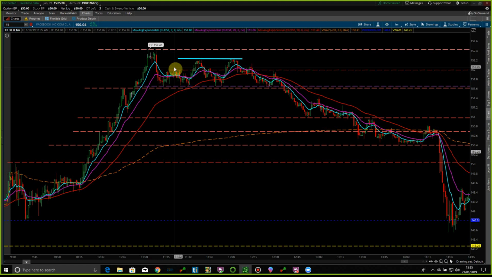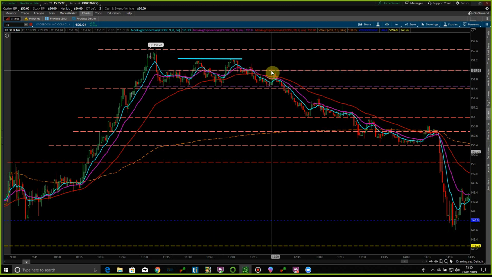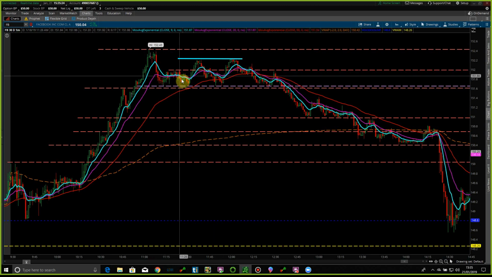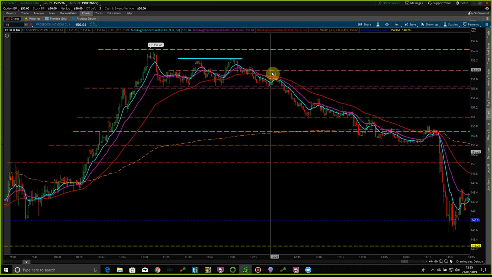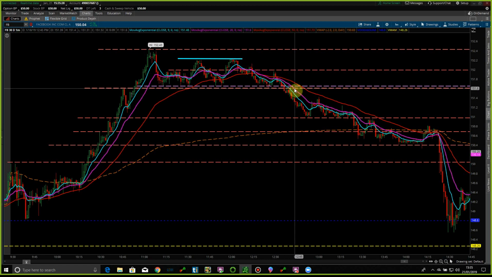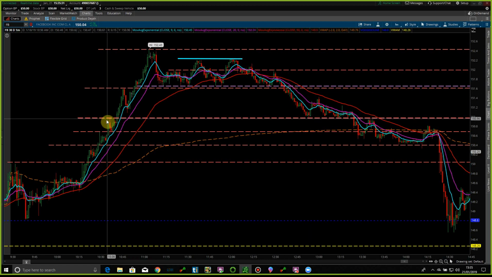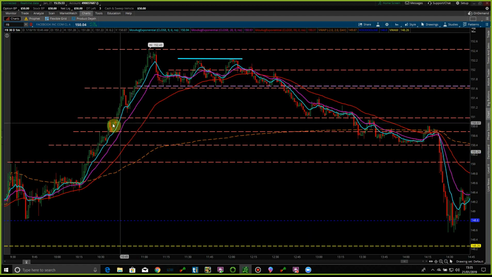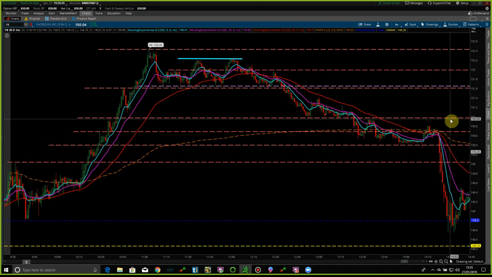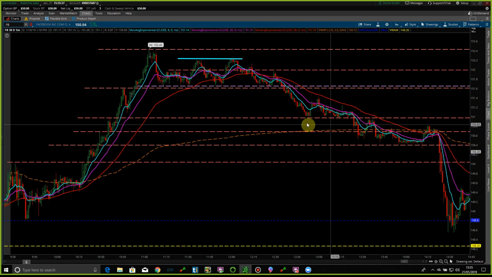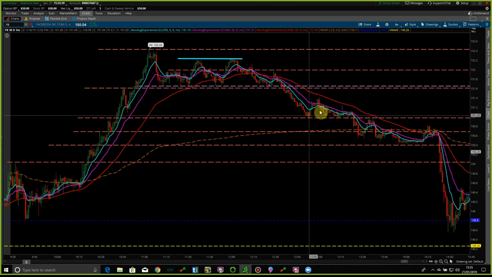Look. Now we've got a range. We've got a range here. It breaks out of the range. It comes down. It tests this area. I know it's a whole number, but if you didn't have a whole number marked on your chart, you might not see it. It reacts with this whole number.